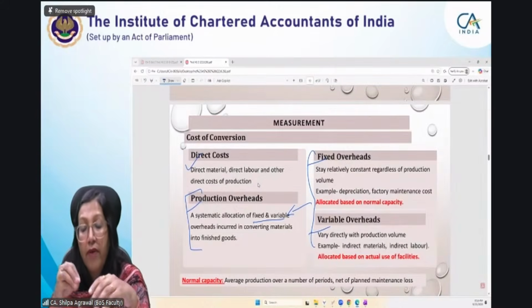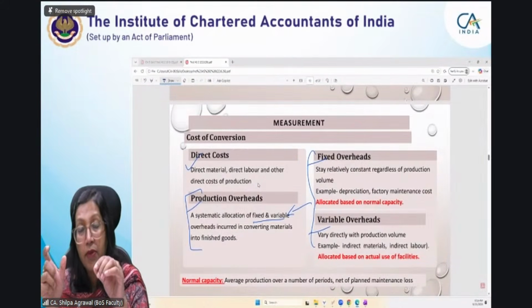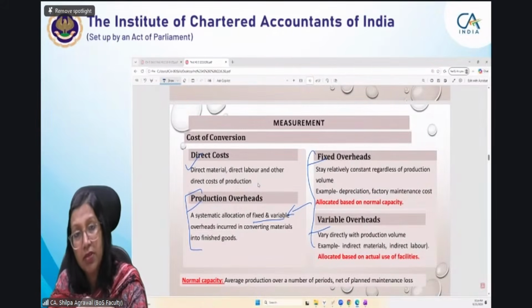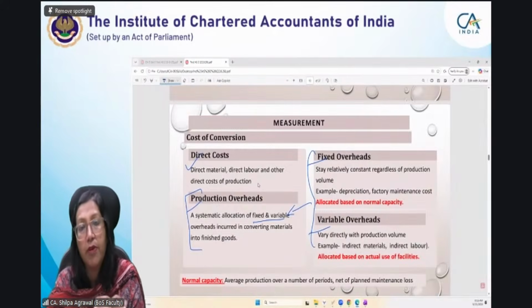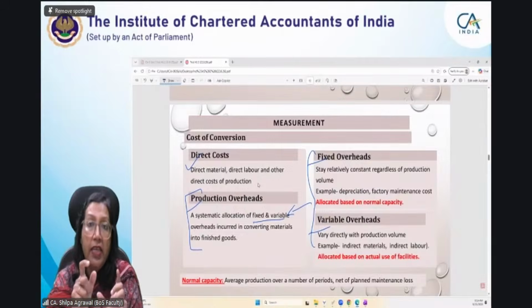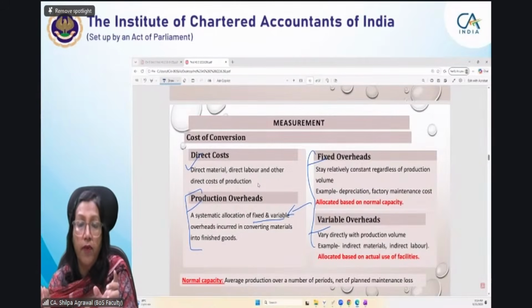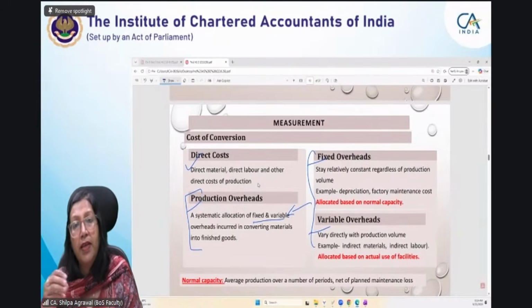However, variable overheads are directly related to the units manufactured or produced, or units bought which are ready for sale, because your inventory includes both trading goods and manufactured goods. So variable overheads vary based on the units you have manufactured or are ready to sell, and they are directly connected to it. Fixed overheads, irrespective of whatever units you are making, will be there.